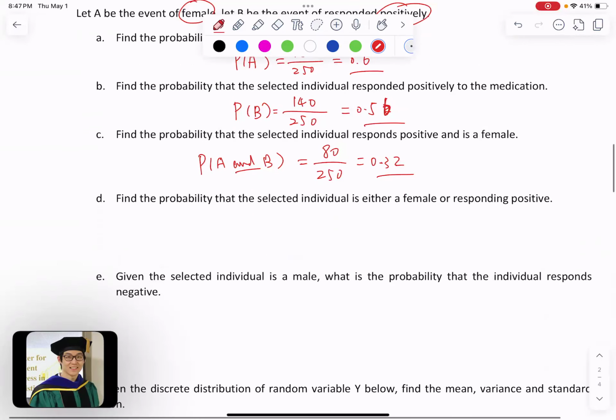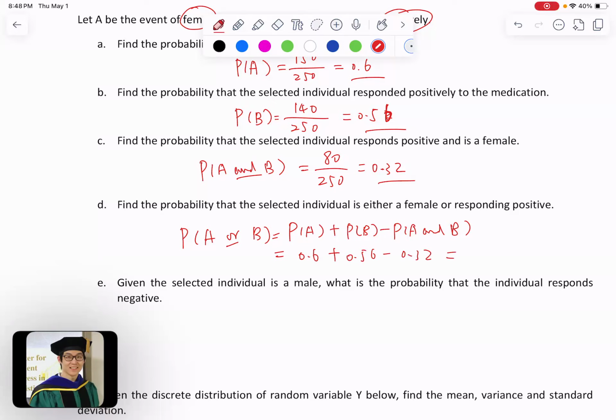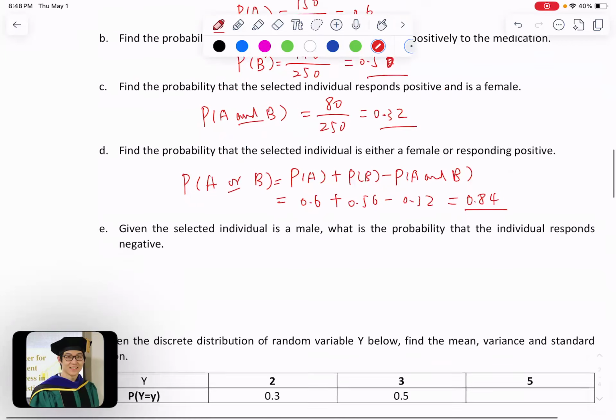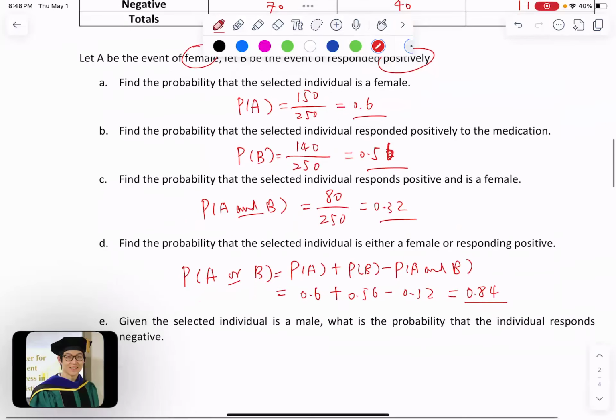And then either or, so that's the probability of A or B. So that is again probability of A plus probability of B minus probability of A and B. So we have 0.6 plus 0.56 minus 0.32. And then we put it into the calculator. So we have 0.84.